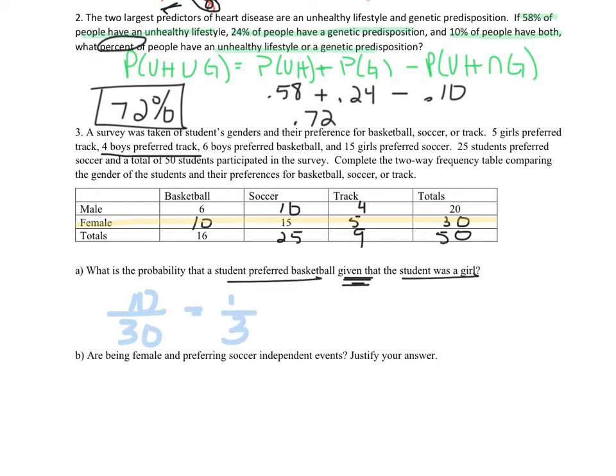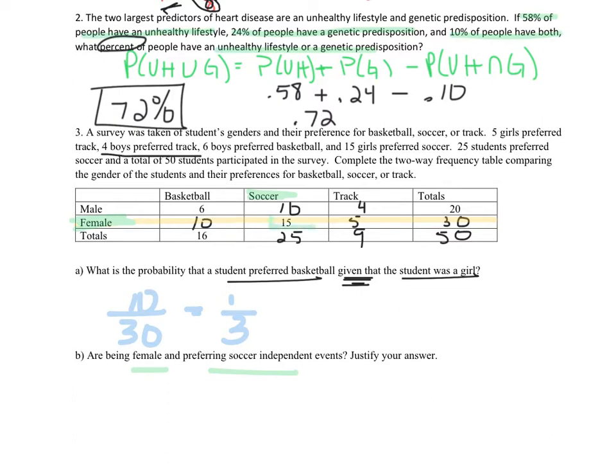The next question says, are being female and preferring soccer independent? So to do independence, you can use the formulas, but the easiest way to do it is to look at the two things we're working with. So we're looking at soccer and we're looking at female. So we want to make sure we choose proportions or fractions from these two sections. So I want to know if these are independent events.